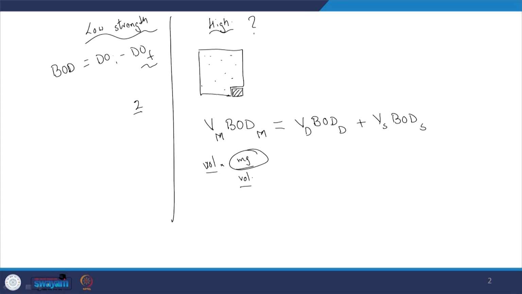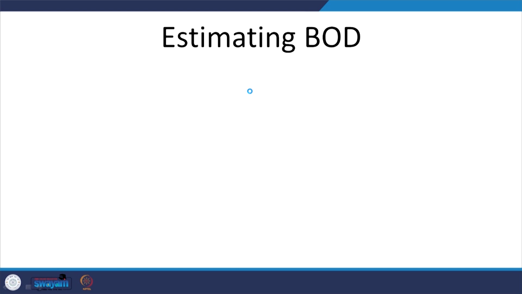So, typically what will we have? We will measure this. We know volume of the mixture is typically 300, we know how much wastewater I am adding or you are adding, and we know the difference to be VD, and BOD of the mixture is what you are measuring, and BOD of the dilution water also you will typically measure, and thus you can get this particular unknown, which is your BOD of your high strength wastewater, right. So, that is one aspect to keep in mind.